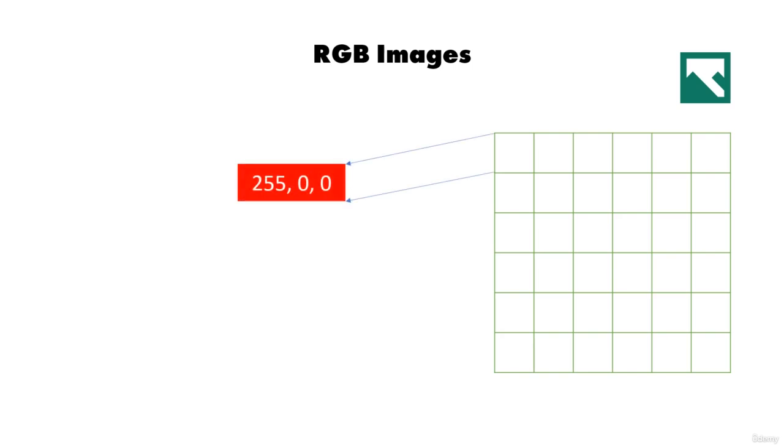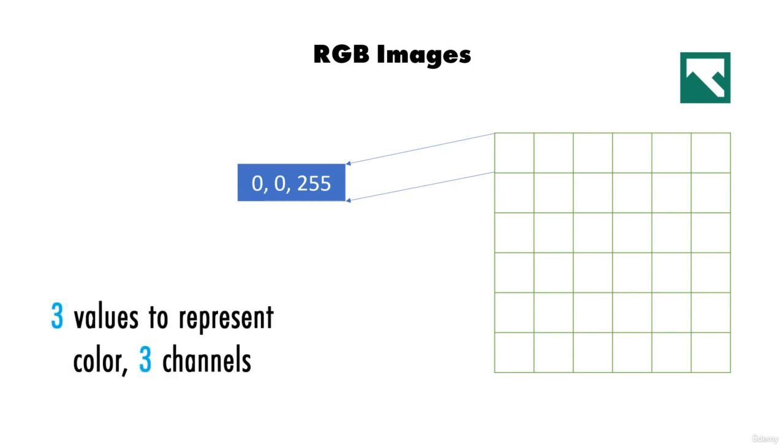This is how you would represent a pixel that is red in color. R value will be equal to 255, G and B will be equal to 0. A green pixel, on the other hand, will have the G value set to 255, R and B will be equal to 0. A blue pixel will also follow this convention. The R and G will be equal to 0, and the B will be equal to 255. So we have three values to represent color. These are the three channels of a colored image. Colored images are three-channel images.